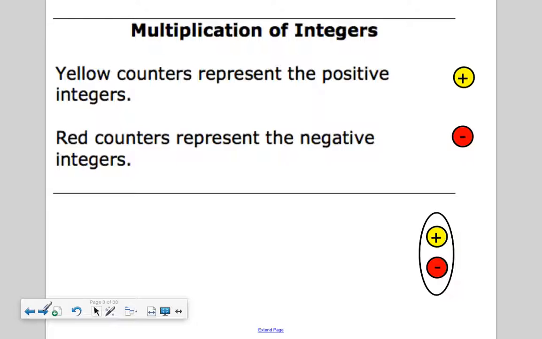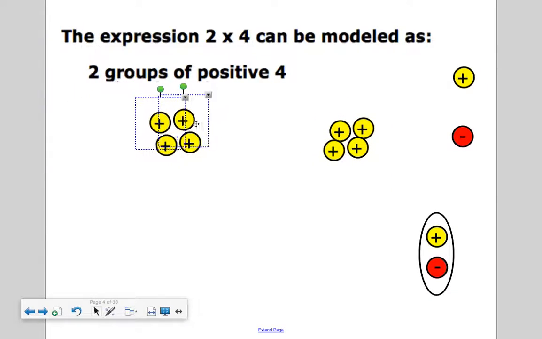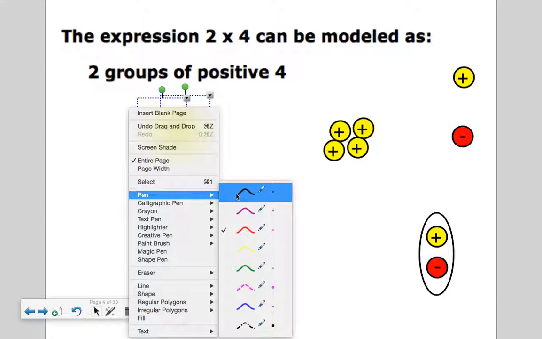So in multiplication of integers, I will be using yellow counters and red counters. Yellow counters will be represented by the positive, and red counters will be represented by the negative. So the expression 2 times 4 can be modeled as 2 groups of positive 4. So I get positive 4. Let me copy paste. So this is one group of positive 4, and here is a second group of positive 4. So what is 2 groups of positive 4, or 2 groups of 4, or 2 times 4? The answer, of course, is 8.